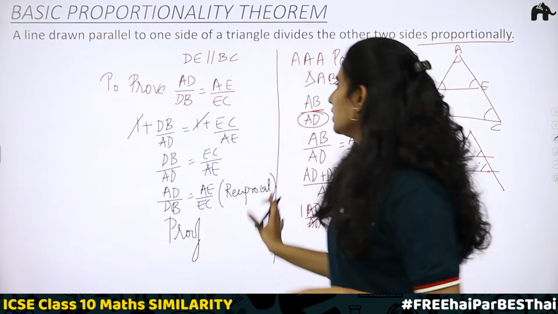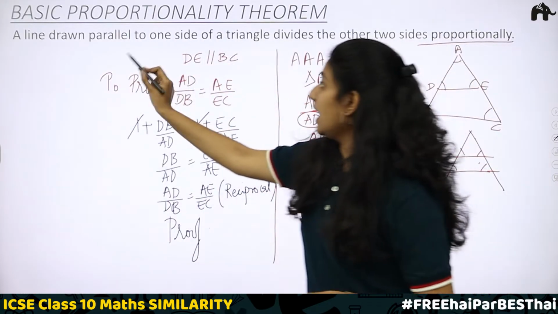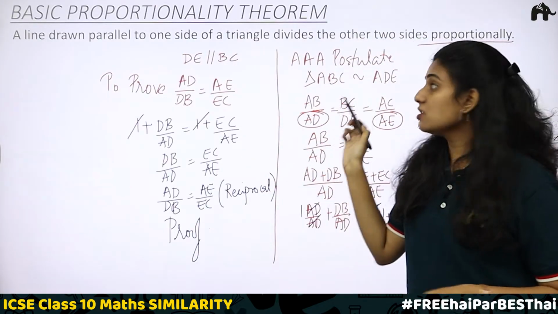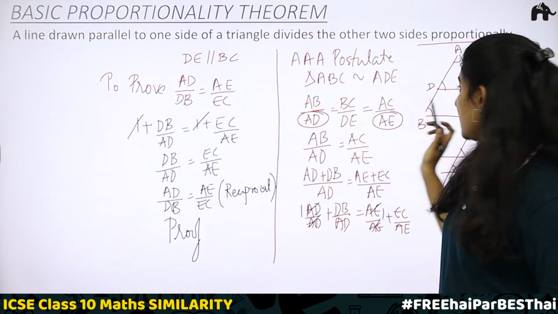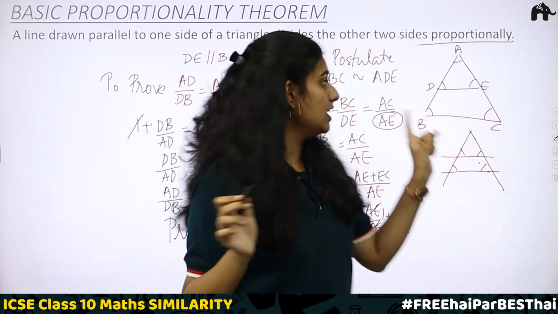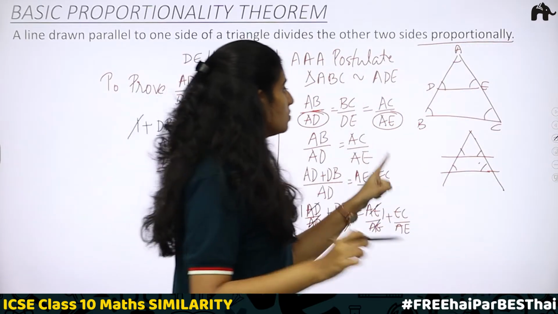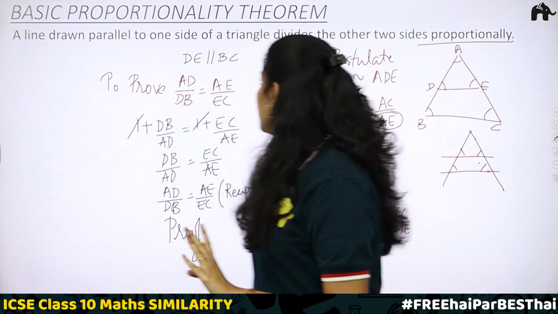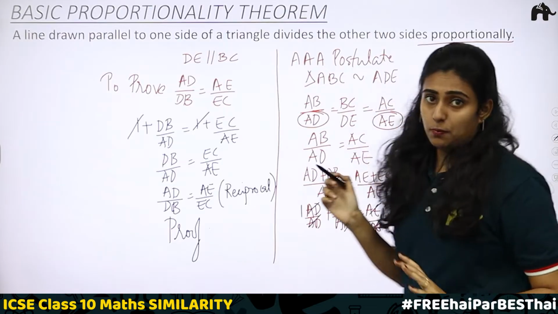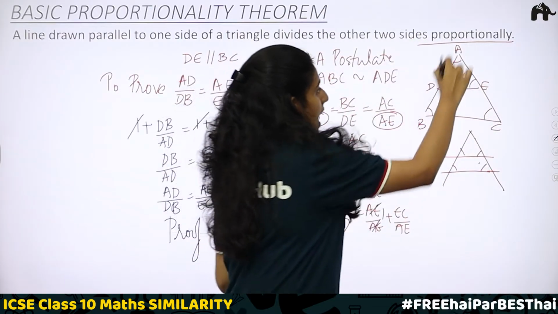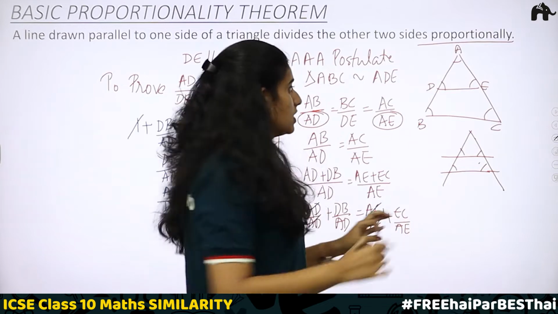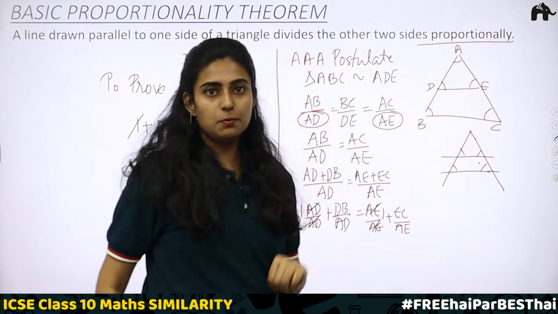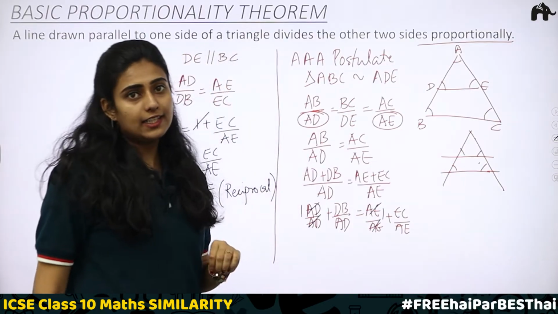Understood? So here the statement is a line drawn parallel to one side of a triangle. Here the line drawn parallel to one side of triangle means here we are drawing DE. DE is a line that is drawn parallel to one side. The side taken is BC. BC of a triangle divides the other two sides proportionally. Other two sides are AB and AC. They are divided proportionally. That is AD by DB is equal to AE by EC. This is the proof for basic proportionality theorem.